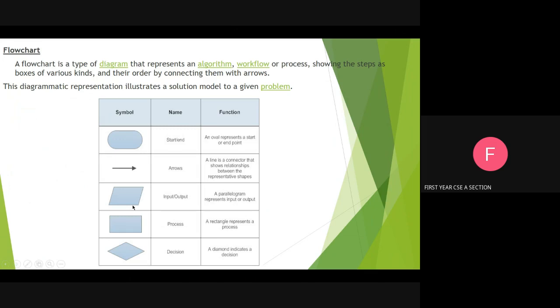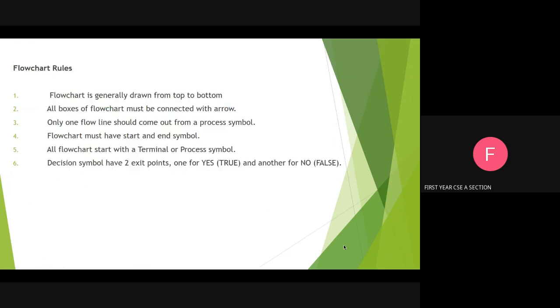Next, this symbol is used for input or output. We can get the input from the user and display the output on the output screen. Next, the process symbol is used for calculation purposes. Next, the decision symbol. We can use the while loop, for loop or if statement in the decision symbol.